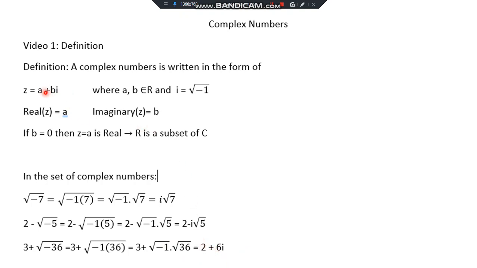Any complex number has a real part and an imaginary part. The imaginary part is the coefficient of i. In the first example, we don't have a real part, but we have an imaginary part, which is radical 7. Here, the real part is 2 and the imaginary part is minus radical 5. In this example, the real part is 2 and the imaginary part is 6. Always, the real part and the imaginary part are both real numbers, okay?